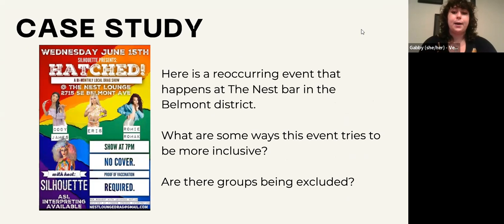event is trying to be more inclusive, and then also think about, are groups being excluded? So let's take a second to look at the flyer and kind of think through, who do we see represented, or what are things that they've done to be more inclusive?